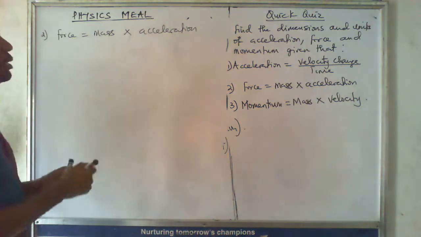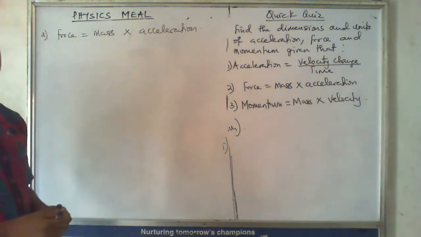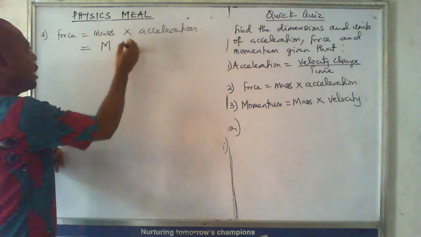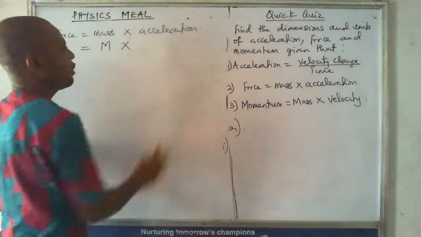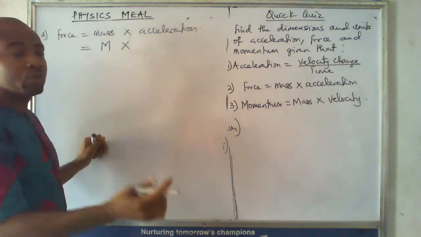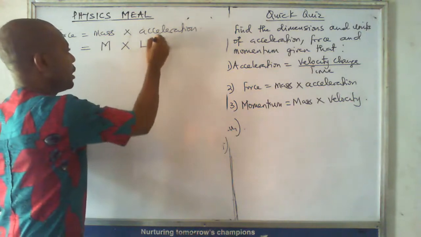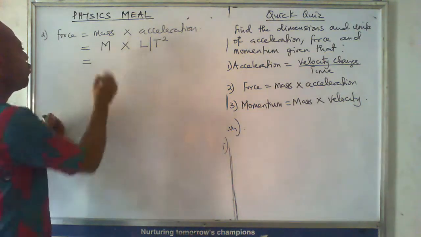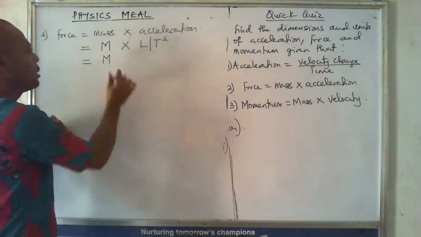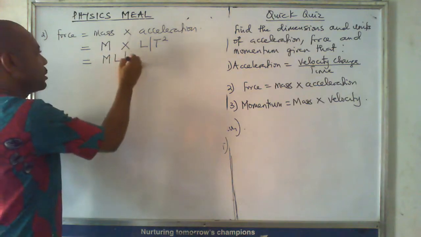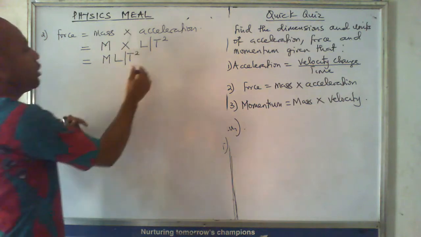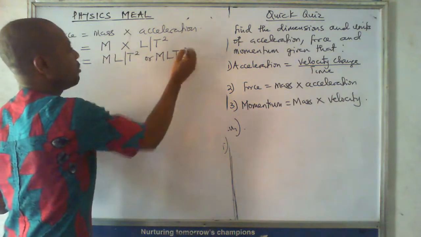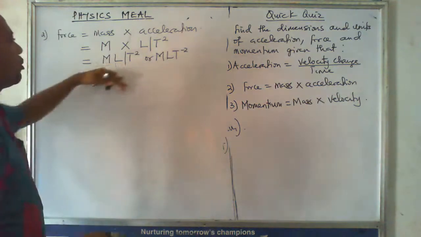We have written the formula, and force is the subject of the formula here. So we move on. What's the dimension of mass? It is M. Now what's the dimension of acceleration? That's what we just obtained, length per time squared. So the dimension of force will be mass times length per time squared. I can alternatively write it as mass length per time squared. That's the dimension now of what?